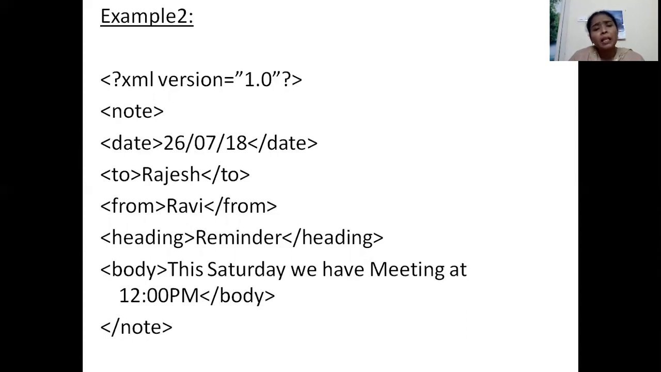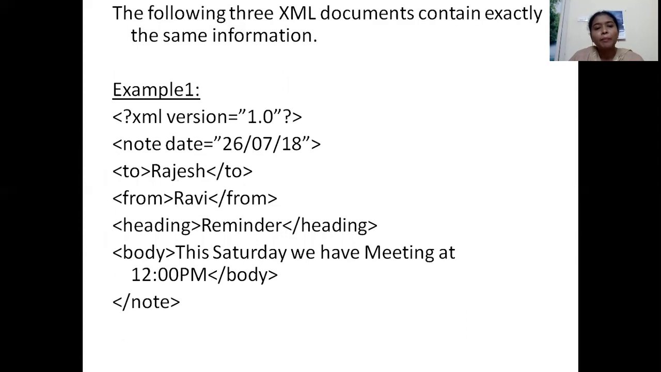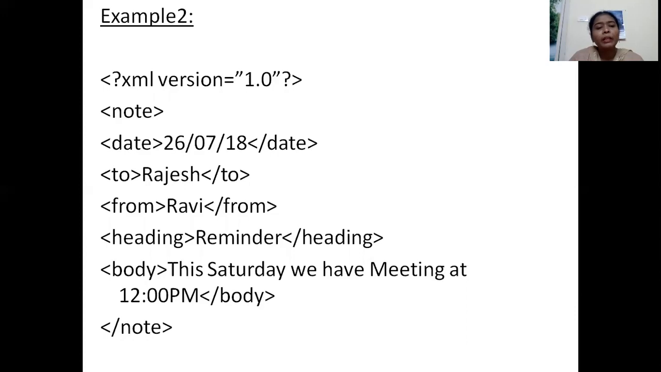So, which gives the same meaning to the reader. Here I think the two examples give a better idea between the use of elements and the use of attributes. In this first example, date is an attribute under the starting node of note. In the second example, date is an element. So this also gives the same meaning to a reader.